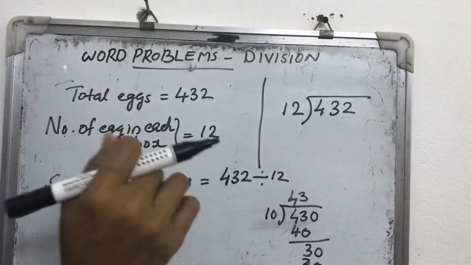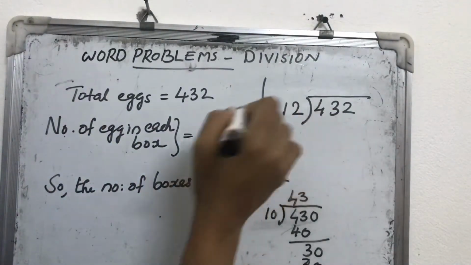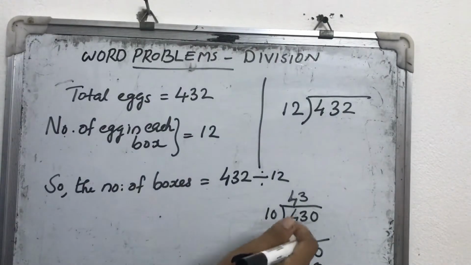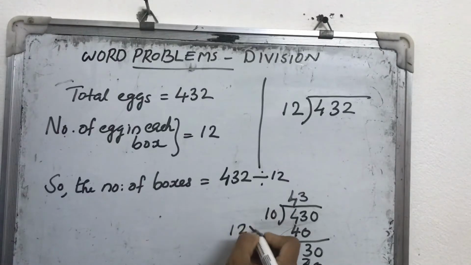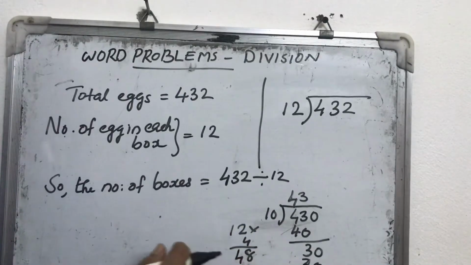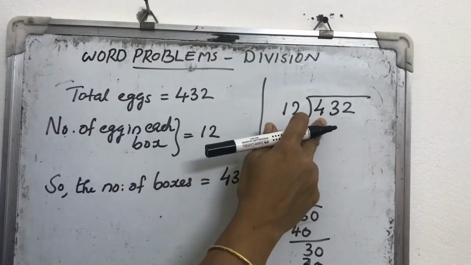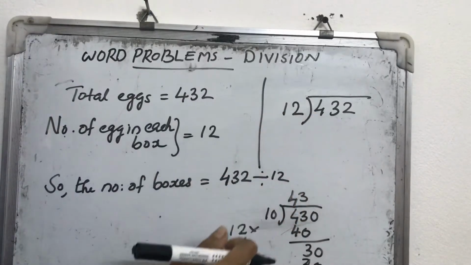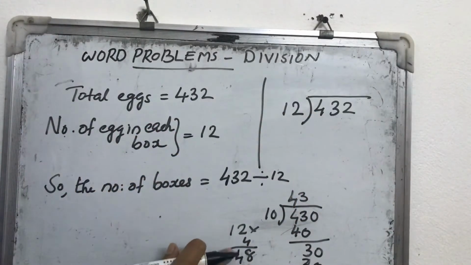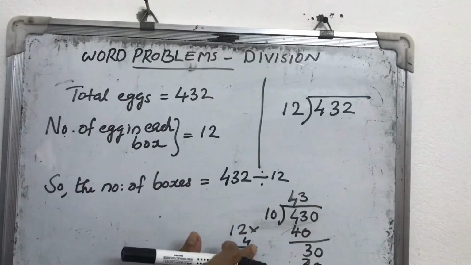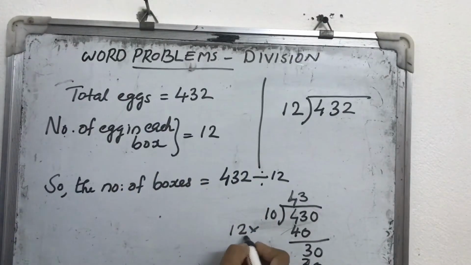The first digit will be the same. So in 43, how many 12s will be there? That we can check. 12 into 4 is how much? 2 into 4 is 8, 1 into 4 is 4, so 48. But that is not possible here, as it is 43. So we can check in only one step. If 4 is not possible, then we can take the next number, 3, and check by multiplying 12 with 3.